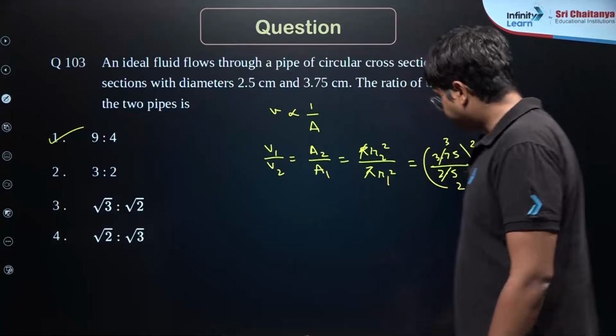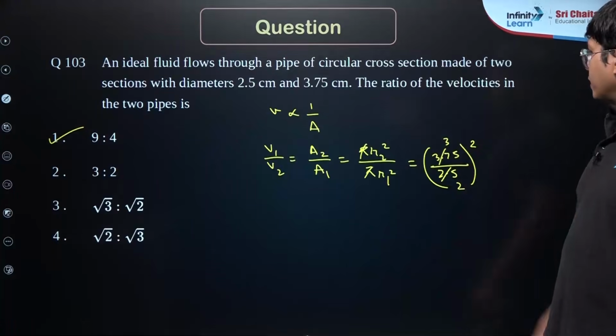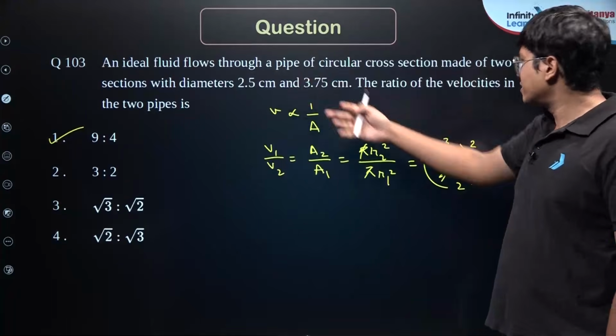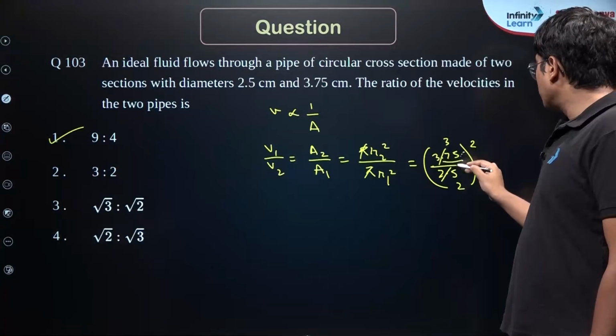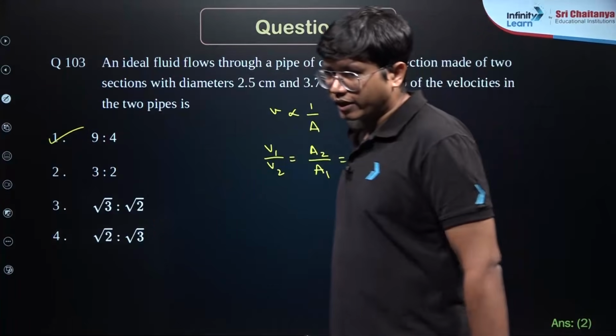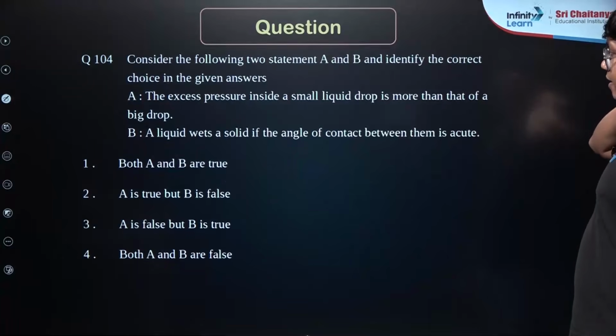Option 1, 9:4. Even though the diameter doesn't really matter, even if you put the diameter, so divided by 2, the 2's will anyway cancel out. It's option 1, 9:4.